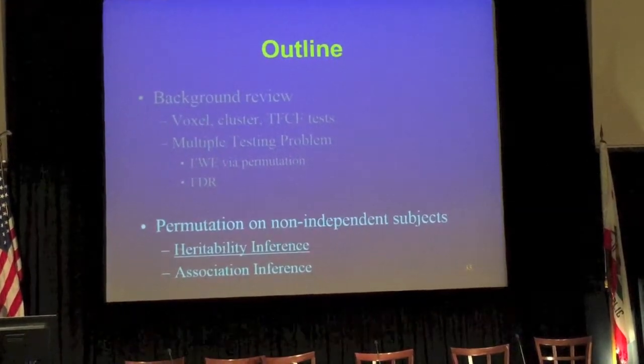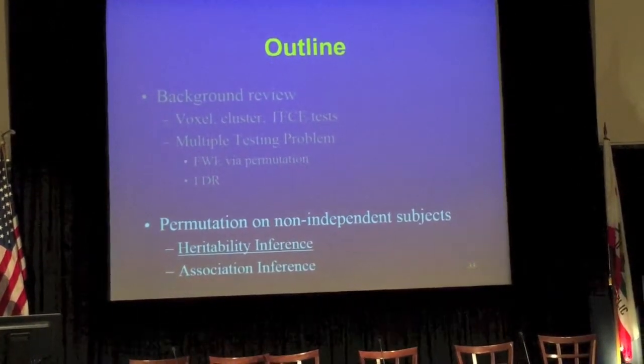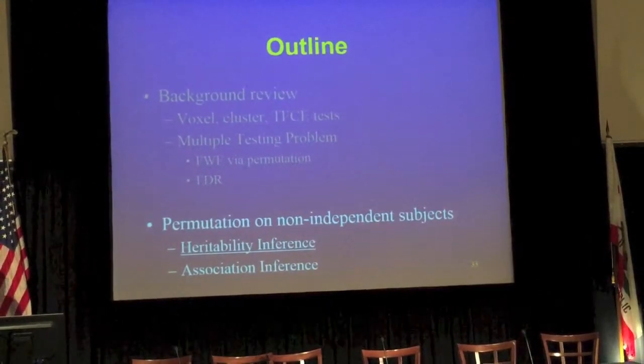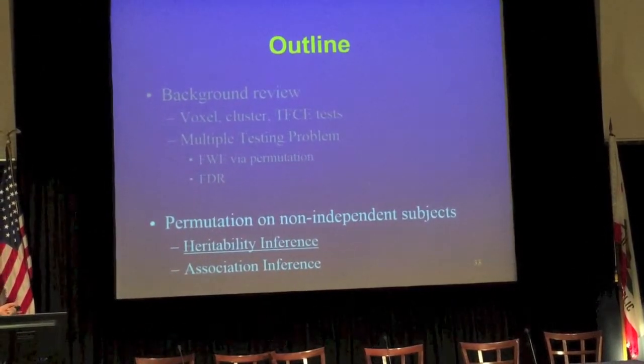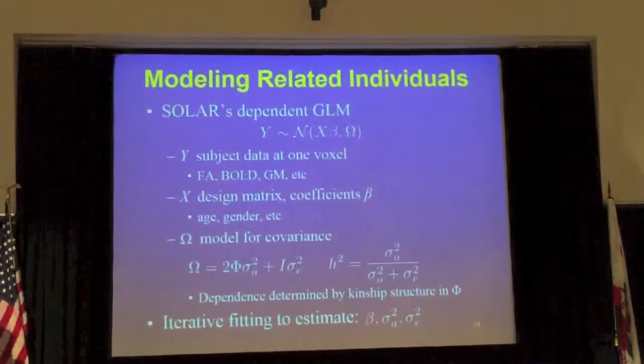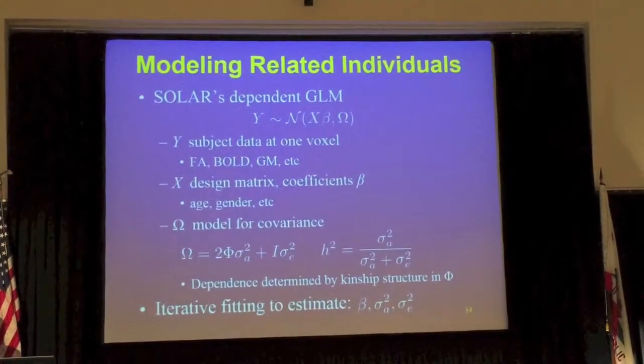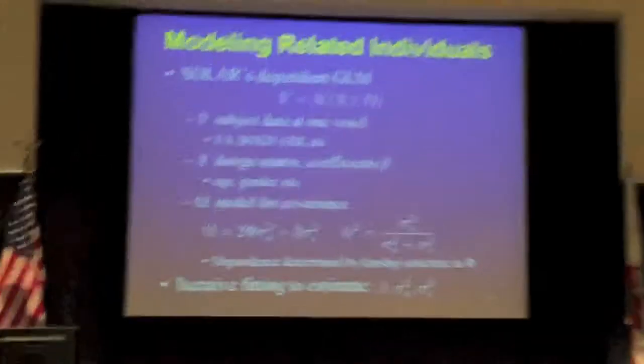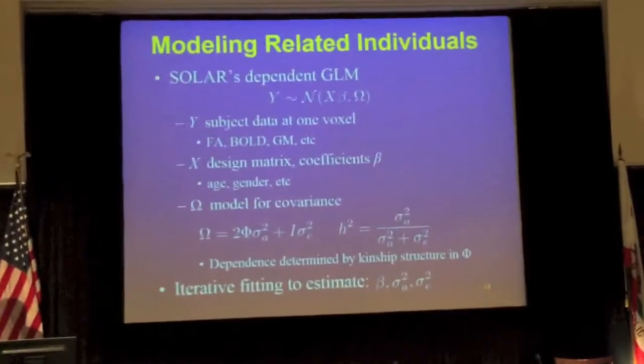Now let's talk about permutation of non-independent subjects, and specifically heritability inference and association inference. Now coming back to this approach of modeling the heritability.